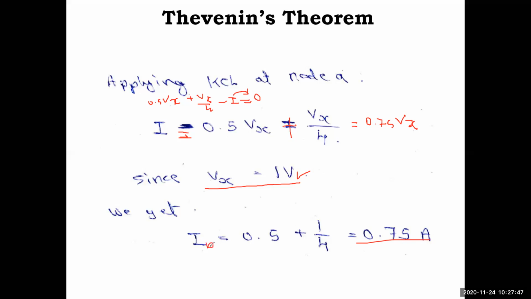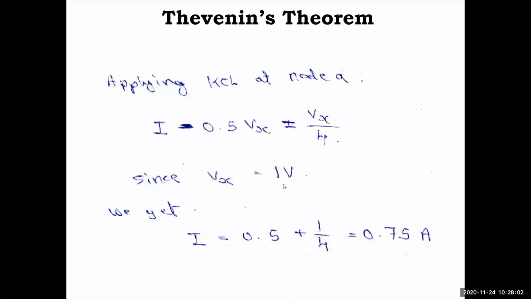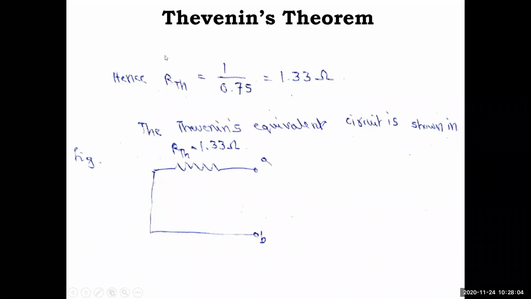We need to specify this current IBA, so everywhere use that notation IBA. Even in the circuit you show it as IBA. Now we will take the ratio 1 by IBA. Hence RTH is equal to 1 by 0.75, which is nothing but 4 by 3, equal to 1.33333 ohm.